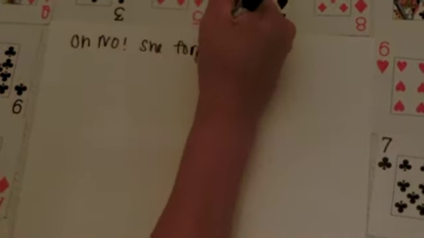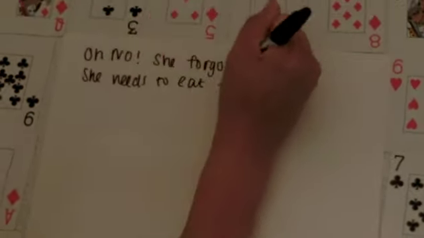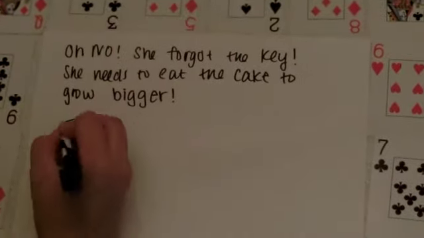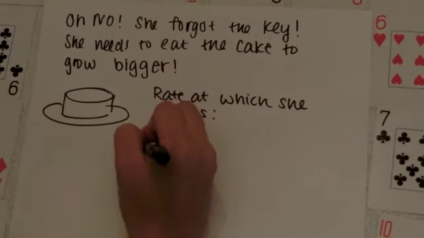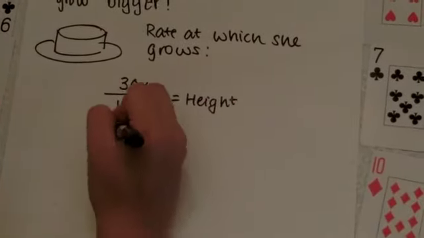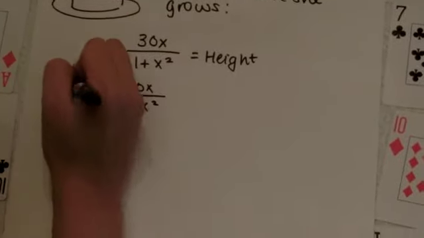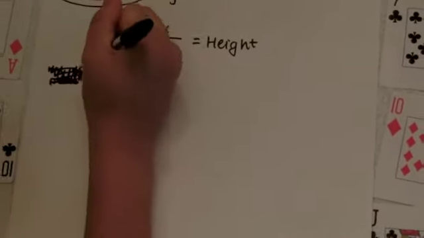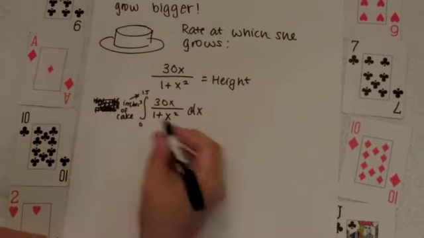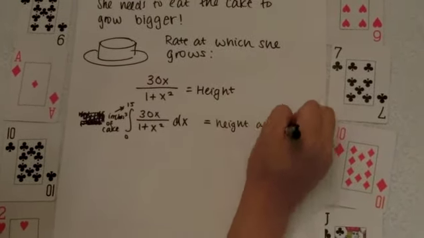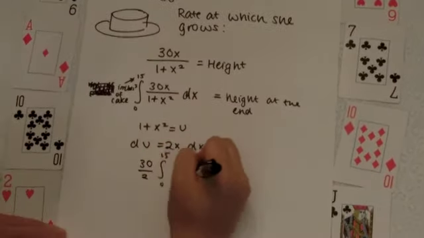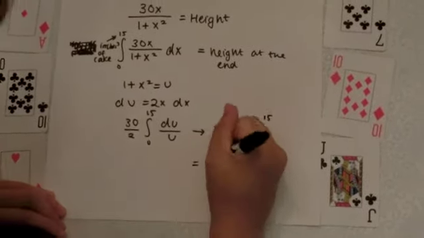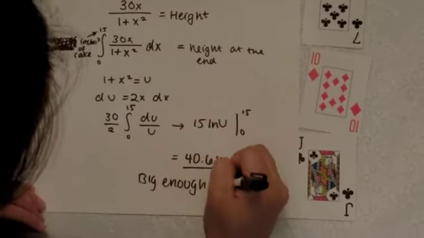Oh no, Alice forgot to get the key. So now she needs to eat the cake to become bigger. So the rate at which she grows is defined by the function 30x over 1 plus x squared is equal to her rate. So in order to find out her height, we need to integrate it. So we integrate it from 0 to 15, and setting u equals 1 plus x squared and du equals 2x dx. So now making everything in terms of u, we find out that the function is actually 15 ln u from 0 to 15. She becomes 40.6 inches, big enough.